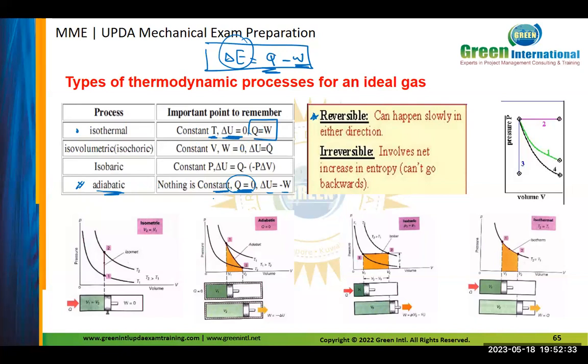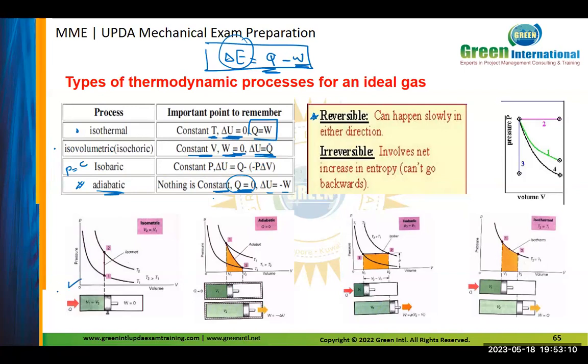Isovolumetric, or isochoric, or isometric, means volume constant. And as we know, with volume constant the work is directly zero. So delta E, the change of internal energy, is equal to the heat. Finally, isobaric. What's isobaric? Pressure constant. For constant pressure, the change of internal energy is equal to heat minus the integral of P dV, which has an equation that we integrate, and so on. Okay, this is for isobaric.